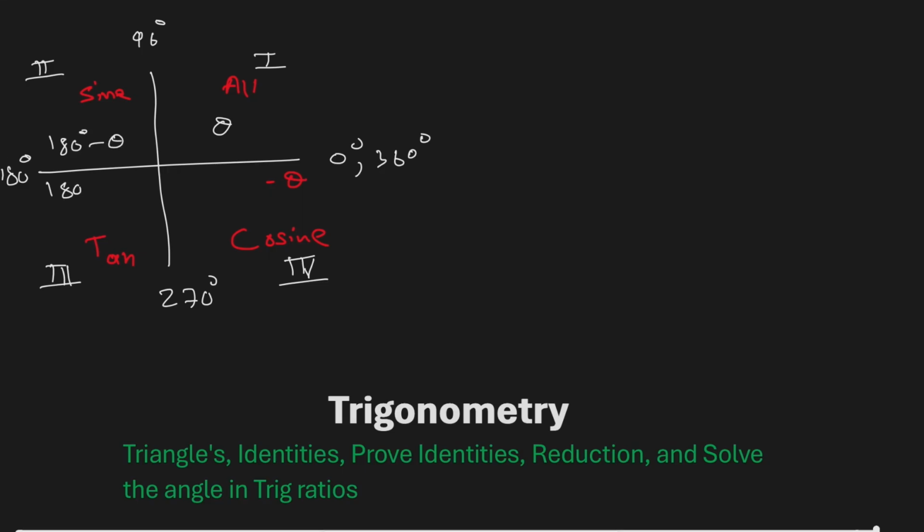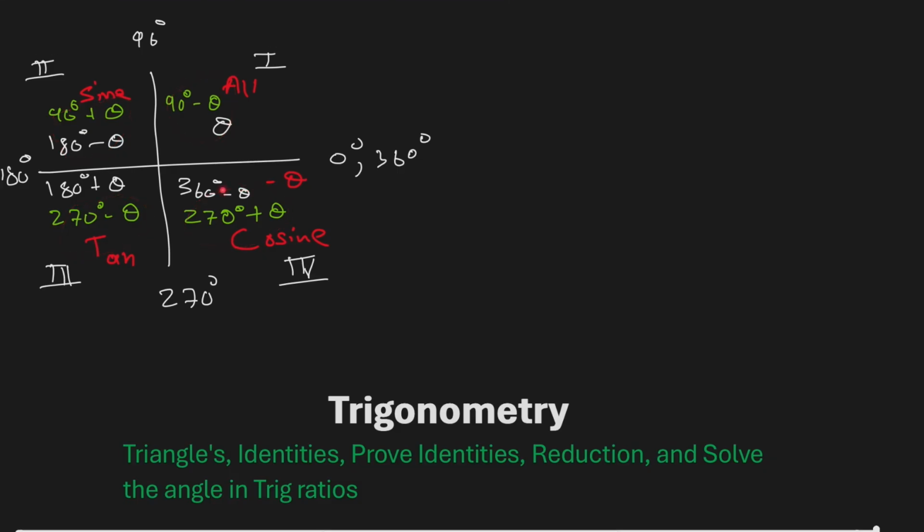On the third, we had 180 plus theta. And then on the fourth, we also have 360 minus theta. Now we can also use the cofunctions, whereby on the first quadrant we can represent it as 90 degrees minus theta. And then this one is going to be 90 degrees plus theta. This is going to be 270 minus theta. And that's going to be 270 plus theta.